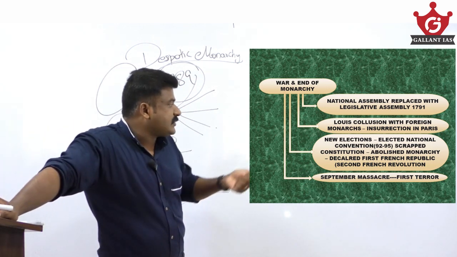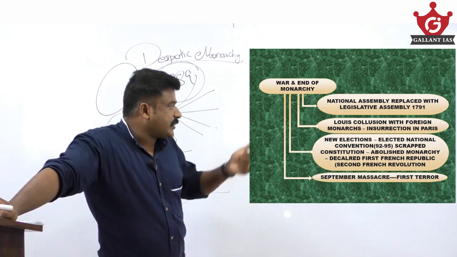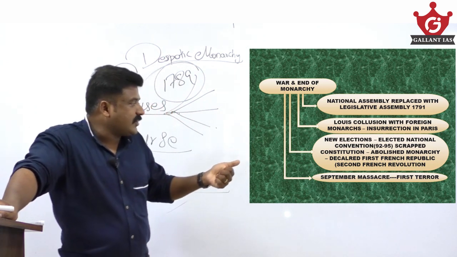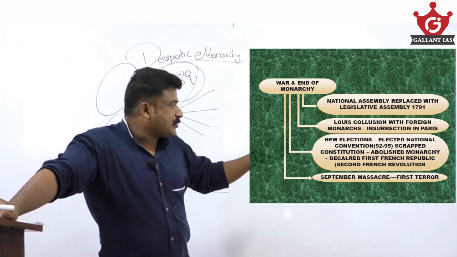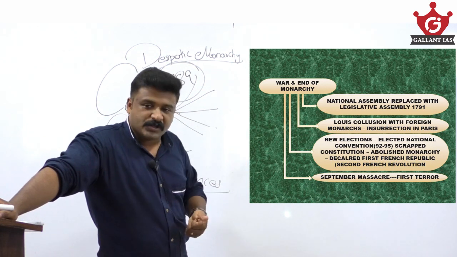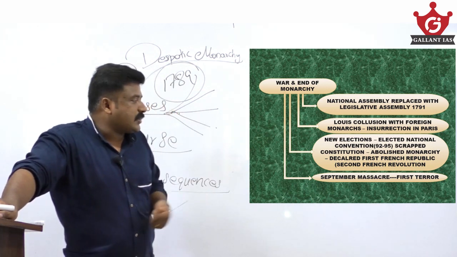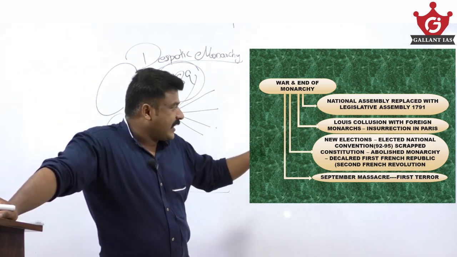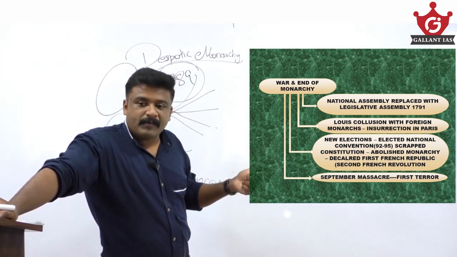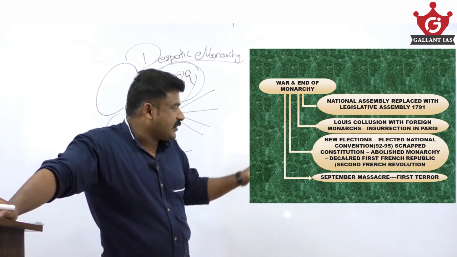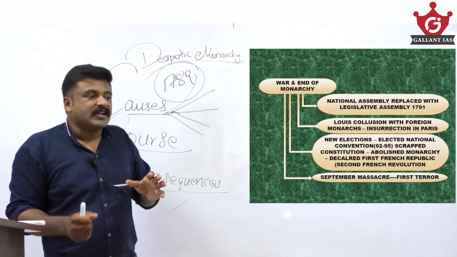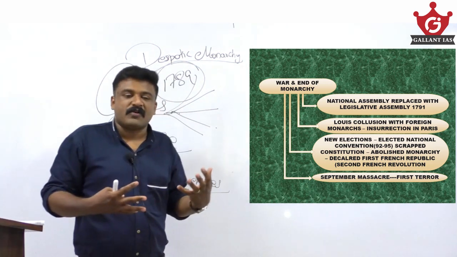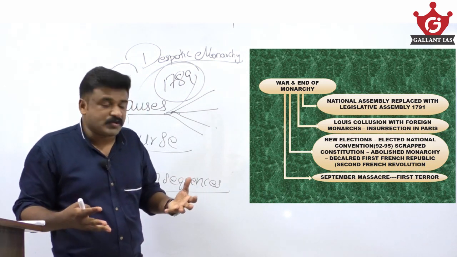New elections were held, the National Convention was elected, it scrapped the old constitution, abolished monarchy, and the French Republic was adopted. The National Convention scrapped the whole monarchical constitution, abolished monarchy, and the French Republic was adopted under a new constitution. After which you can see the emergence of political clubs across France.